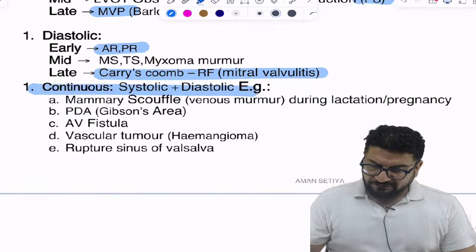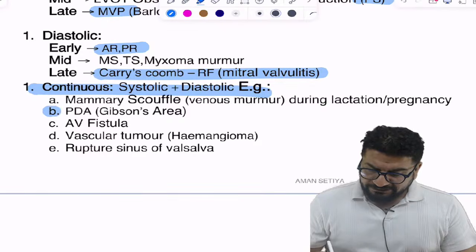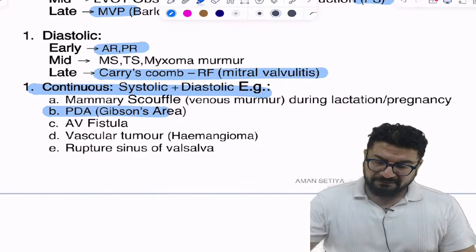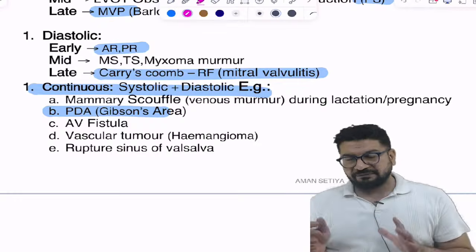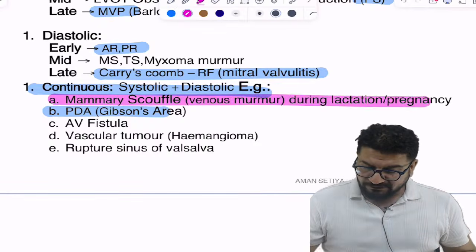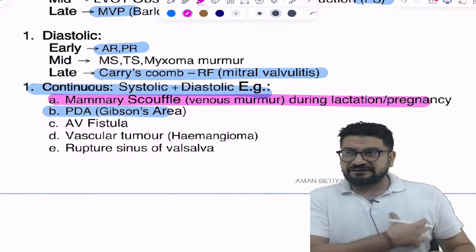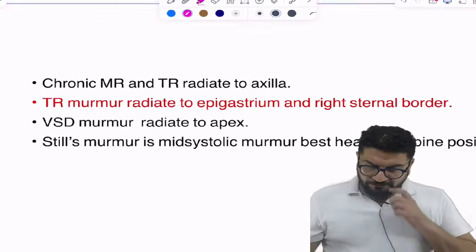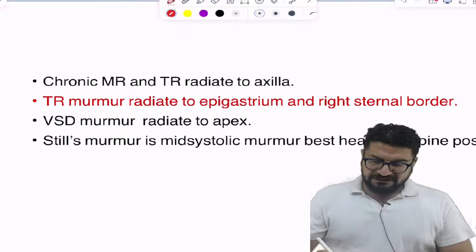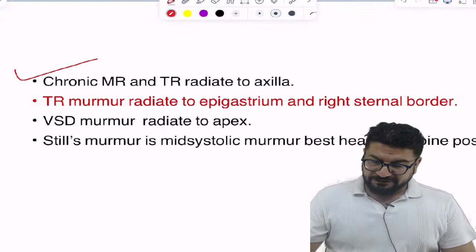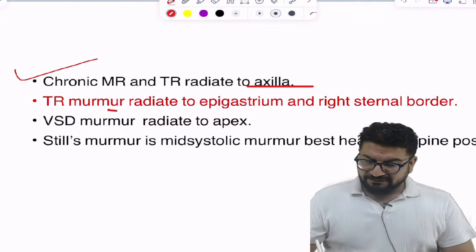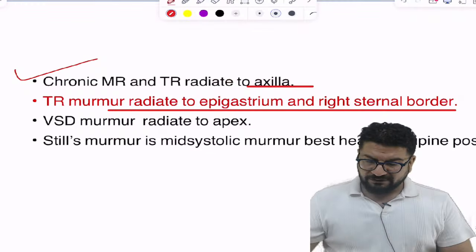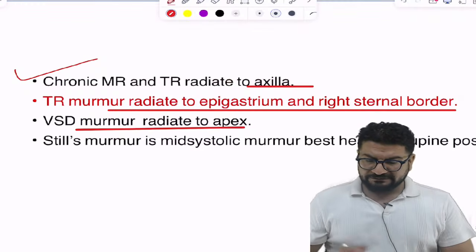Then continuous murmur you will find in PDA, in Gibson's area. Remember, murmurs are mostly arterial. The only venous murmur is the mammary shuffle, seen in the female breast due to venous engorgement. Now coming to murmur radiation: MR murmur radiates to the axilla. TR murmur radiates to the epigastrium and right sternal border. VSD murmur will go to the apex.